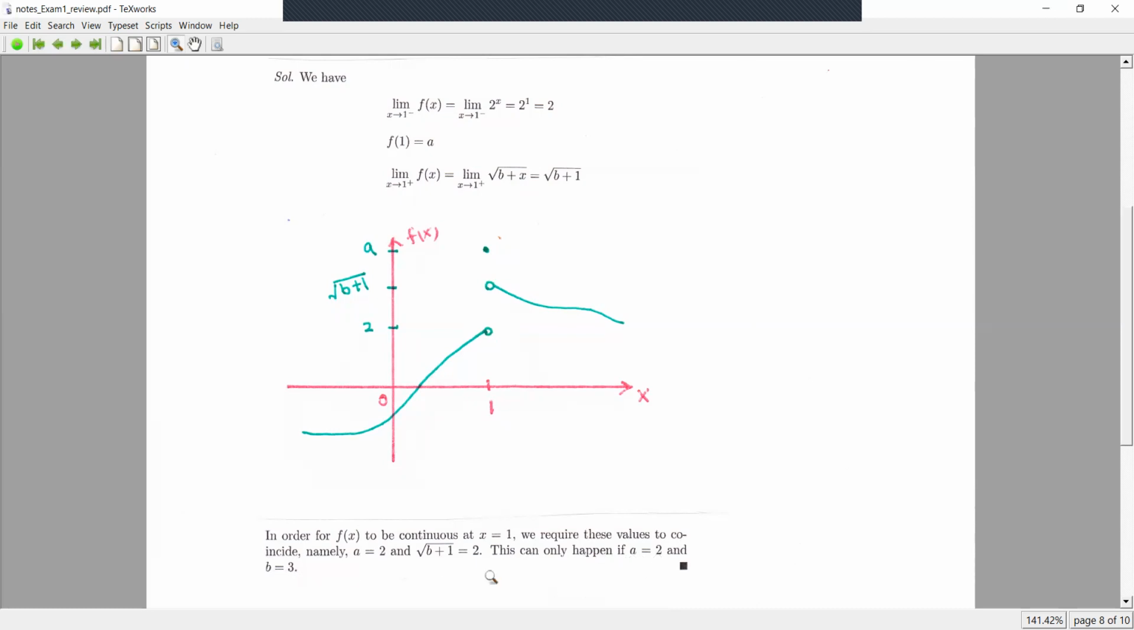When a is 2 and b is 3, the graph of the function f is continuous at 1. Therefore, the function is continuous everywhere.